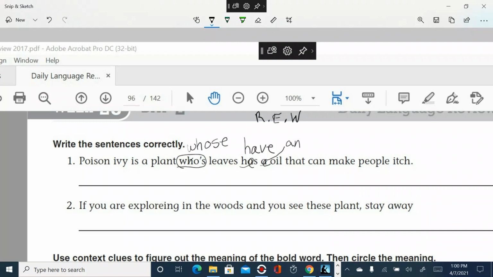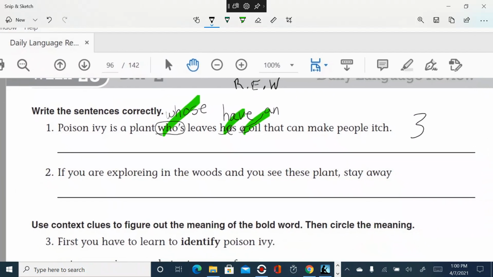I think we're good. So on this one, we have how? On this one, we have 1, 2, 3 corrections. Let's look at the next one. Braden, you ready? If you are exploring the woods and you see these plants, stay away. All right, Caleb, go ahead. E-drop? Yes, give me the spelling. E-X-P-L-O-R-I-N-G. Yes, sir. If you are exploring in the woods and you see these plants, stay away.